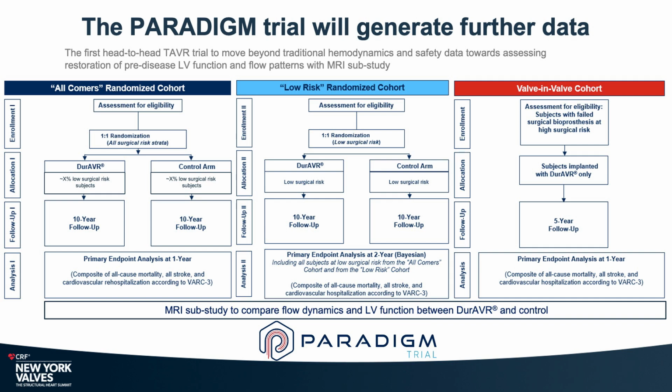It will be randomized 50% to DurAVR and 50% to the control arm, which is the commercial devices. And 35% of them will be a low-risk cohort. The primary endpoint will be all-cause mortality, stroke, and cardiovascular rehospitalization. But in addition, we will look at the LV mass regression as a secondary endpoint. So I think that's another exciting data point that people would really want to focus on and see. And in addition to that, there will be over 400 patients enrolled in the low-risk cohort after the all-comers, and we will look at the 2-year outcomes. So more to come in that cohort.